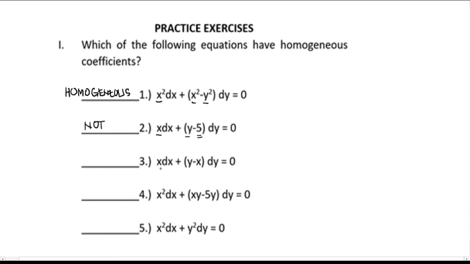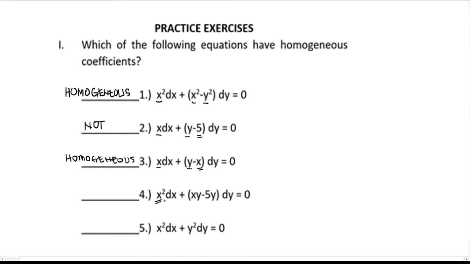For number 3, our dx term here has a degree of 1. Then y here has a degree of 1 as well as x. So all terms have degree of 1. Therefore, this is homogeneous.